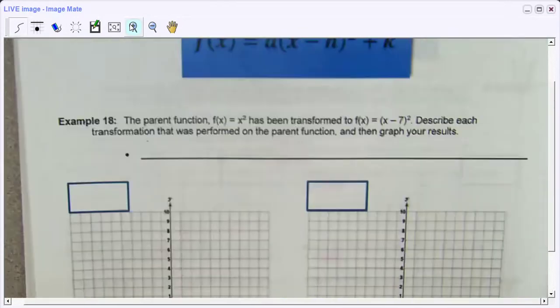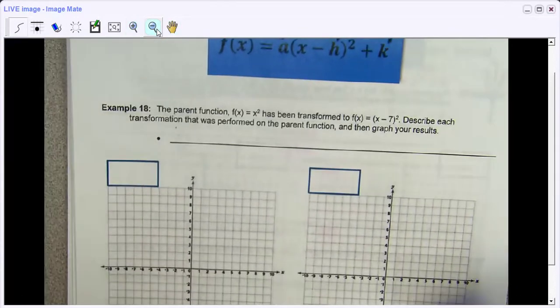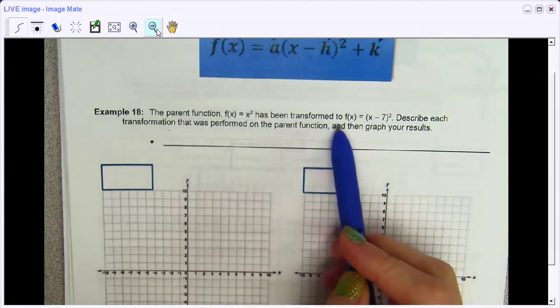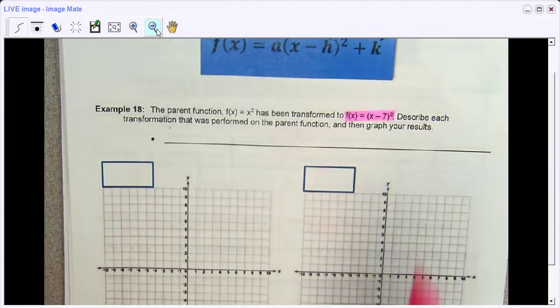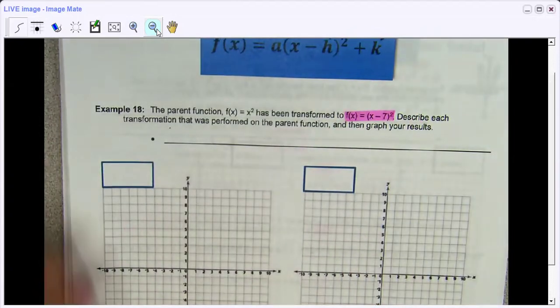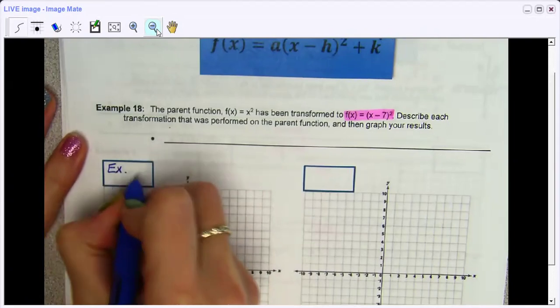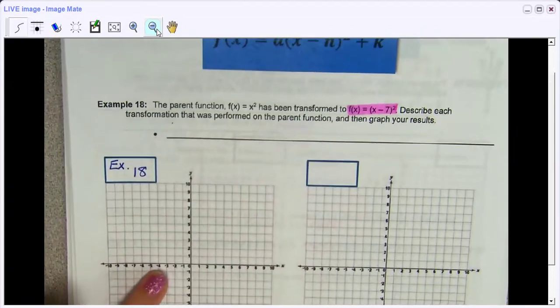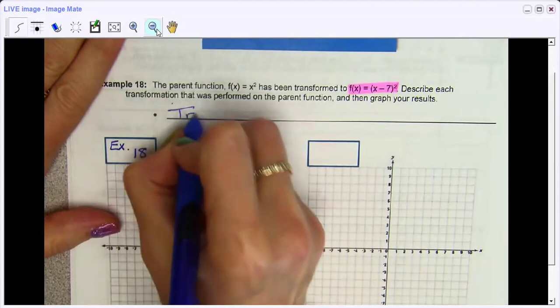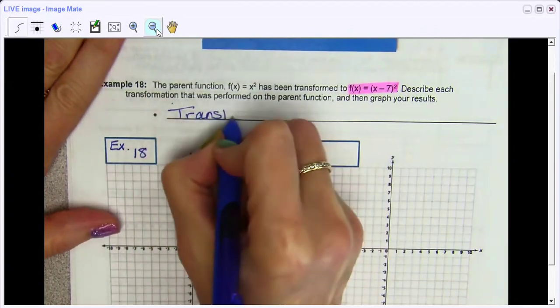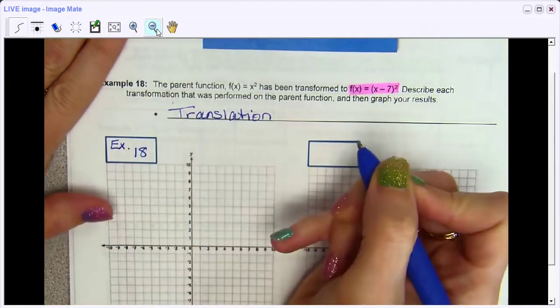So the parent function f of x equals x squared has been transformed to f of x equals x minus 7 squared. So first, we're going to write it in words, and then we are going to complete the transformation. So what are we doing? Shifting it 7 units to the right. You can say shift or translation, it doesn't matter.